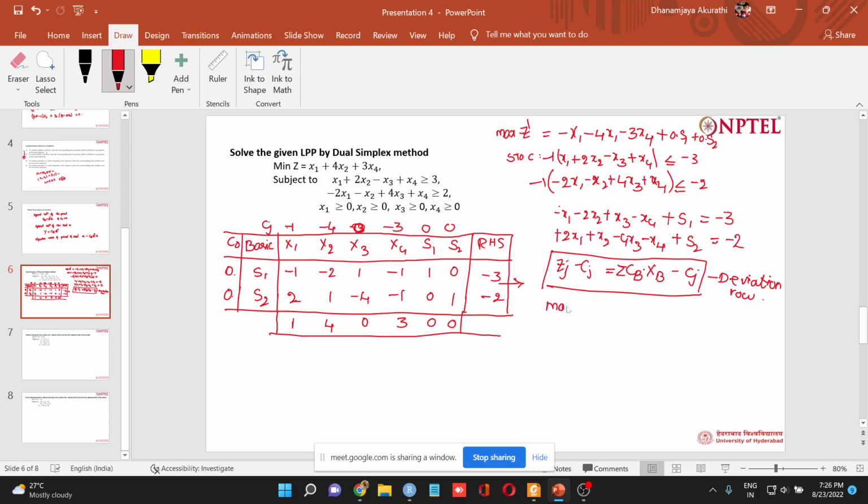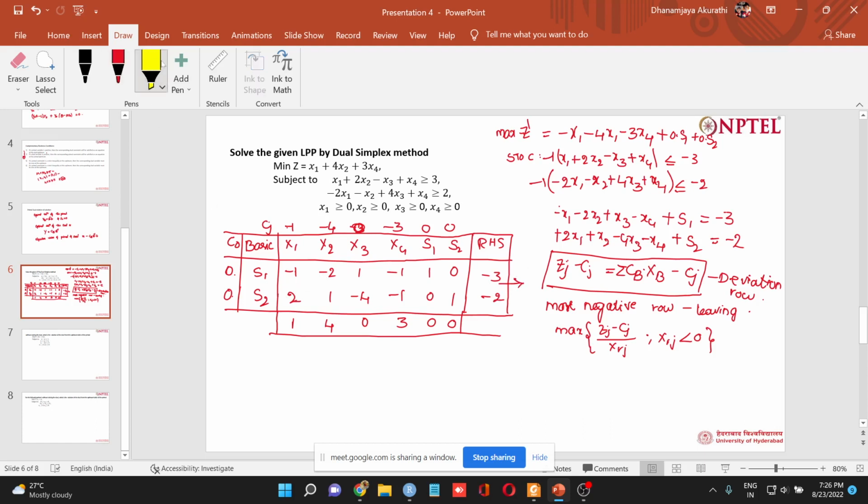So the maximum is the most negative row, which would be the leaving variable. And the entering variable criteria is the maximum of the deviation rows, that means Zj minus Cj divided by Xrj, where Xrj would be less than 0. Those Xrj are the corresponding constraint coefficients in the leaving variable row.